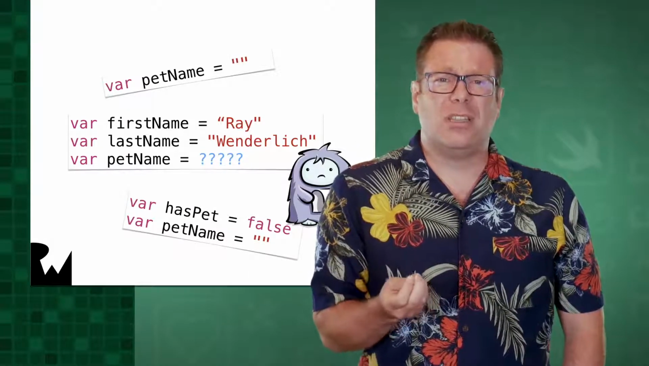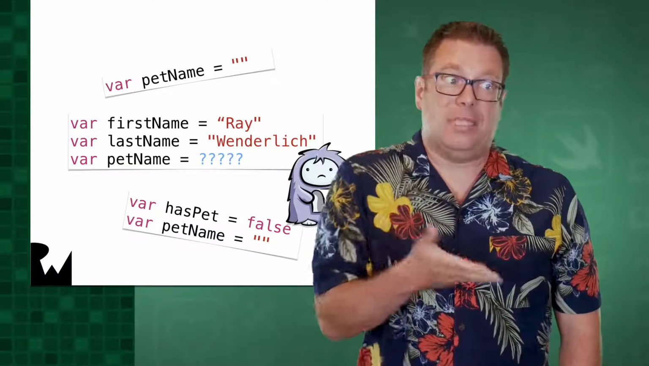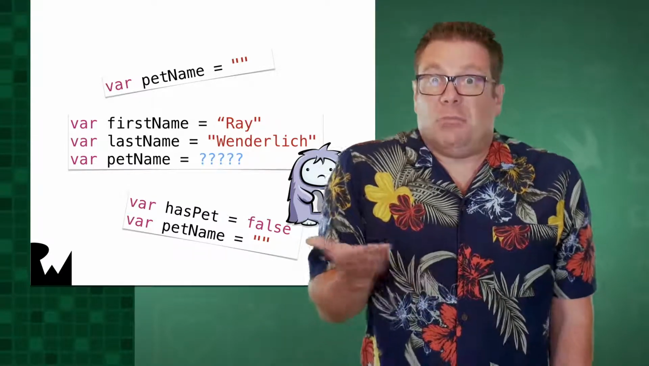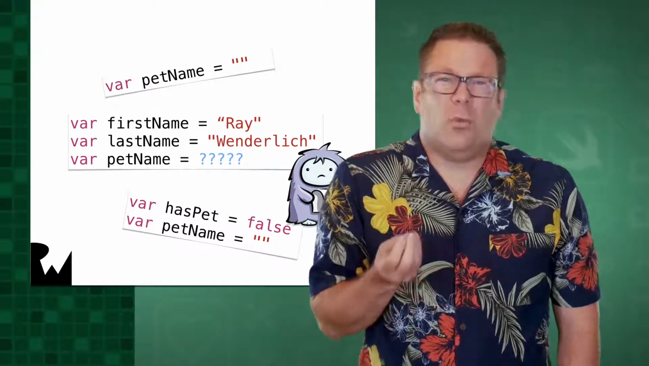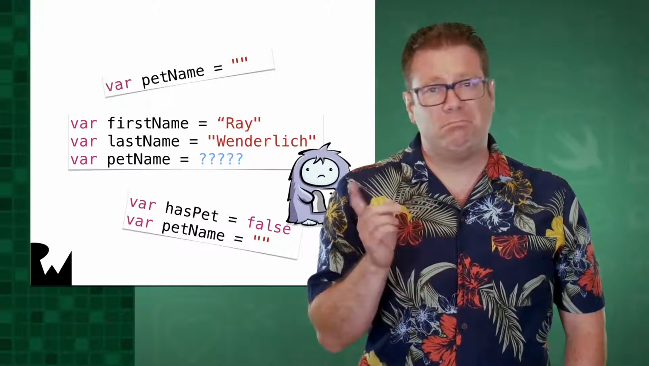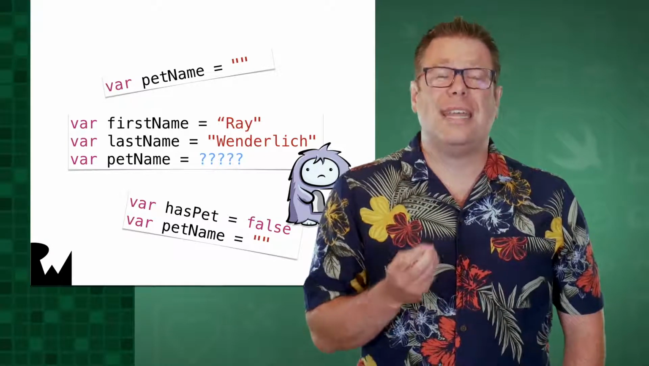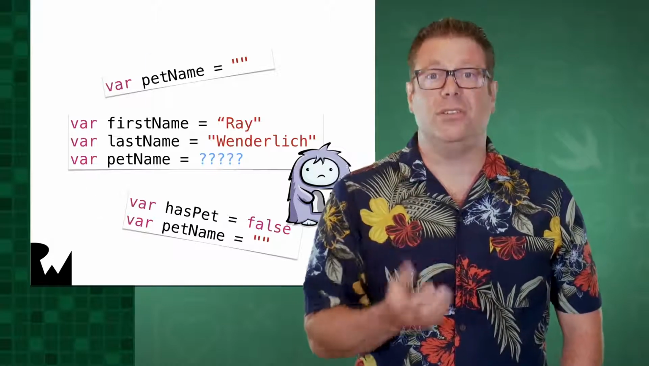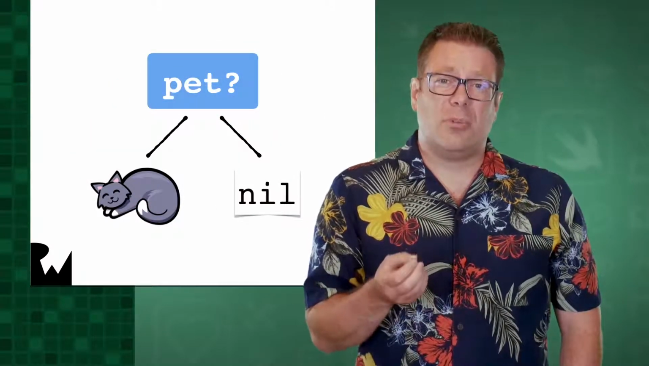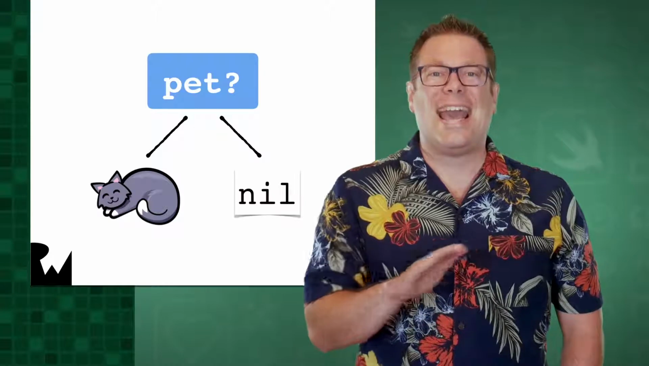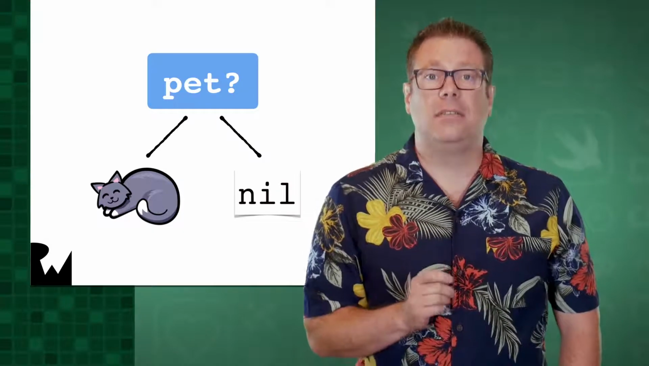You might think to do something like use booleans to track if someone has a pet or not, or use an empty string for the pet's name, and there's lots of ways you could model this yourself, but you don't have to. Swift already has a great solution for this: optionals. Optionals in Swift let us represent either a value or the absence of a value, which is called nil.